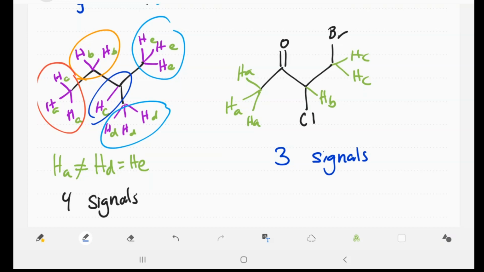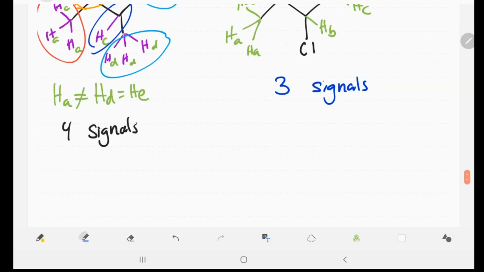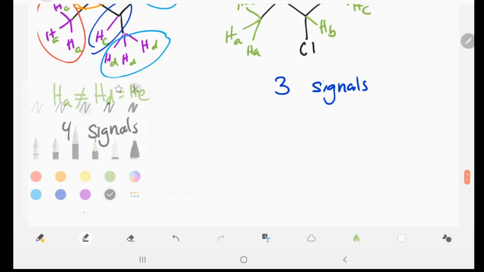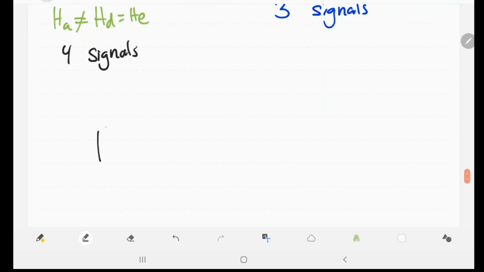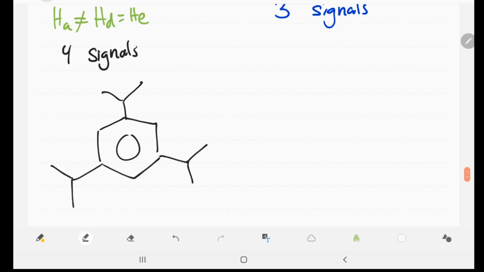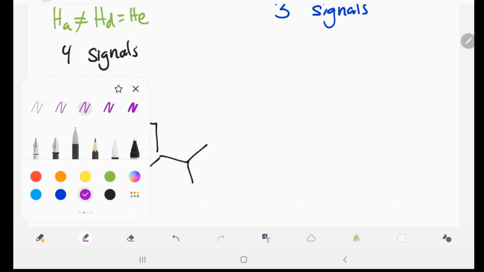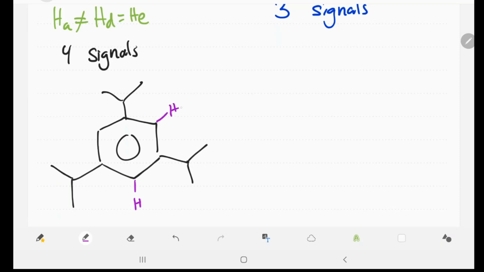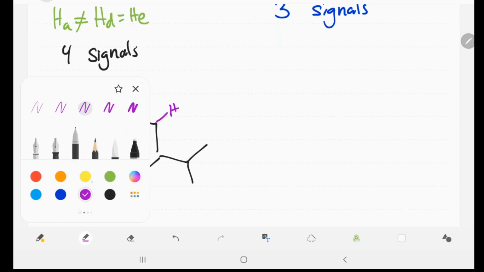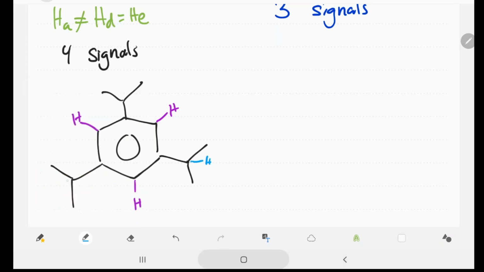All right, let's see, what else do we want to do? Good stuff. So, let's do just a couple more. This one I gave on an exam once. Believe it or not, this thing you only see 3 signals. No matter, I mean, look at how many hydrogens there are. This was a fun one on their exam. They either got it right away or they didn't get it at all.